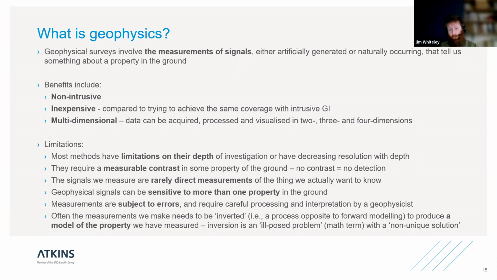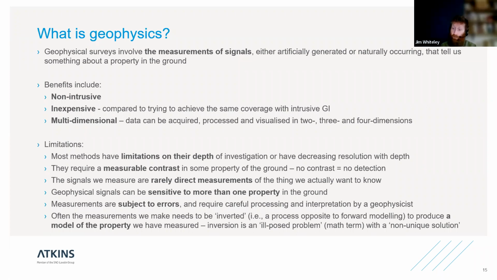The other thing that's really important is they require a measurable contrast of some property in the ground. If there's no contrast there, we're not going to be able to detect something. Now, sometimes that's a good thing. We can use that to obviously say that we don't think there's anything in the ground which is going to cause a problem. So, for example, if we have a gravity survey and we have a pretty consistent gravity anomaly, we can say with some certainty that there's not anything within a critical depth of that instrument which is affecting the measurements that we're detecting.